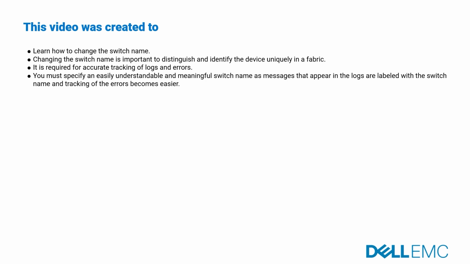Changing the switch name is important to distinguish and identify the device uniquely in a fabric. It is required for accurate tracking of logs and errors. You must specify an easily understandable and meaningful switch name, as messages that appear in the logs are labeled with a switch name, and tracking of the errors becomes easier.